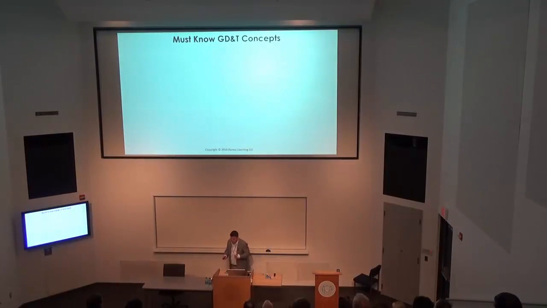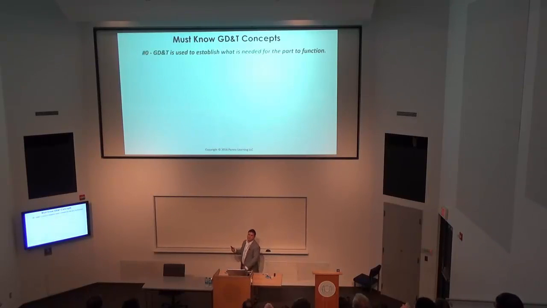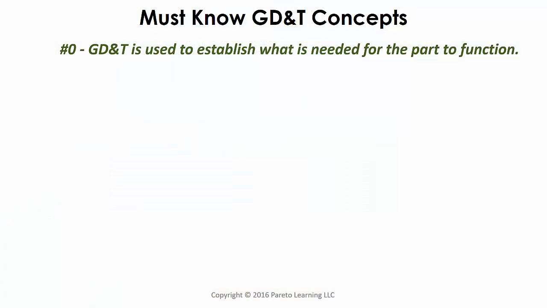Now, we put together a list of the 5 must-know GD&T concepts. And Mark, you're welcome to disagree on these. I'd love to hear your thoughts on this too. First, we actually started with 0. We're going to cheat a little because I wanted to add 6, and I couldn't figure out how to add 6, so I called this number 0. And it's the most important one, though. GD&T is used to establish what is needed for the part to function. If you can just remember that, function, function, function, you'll do all right.